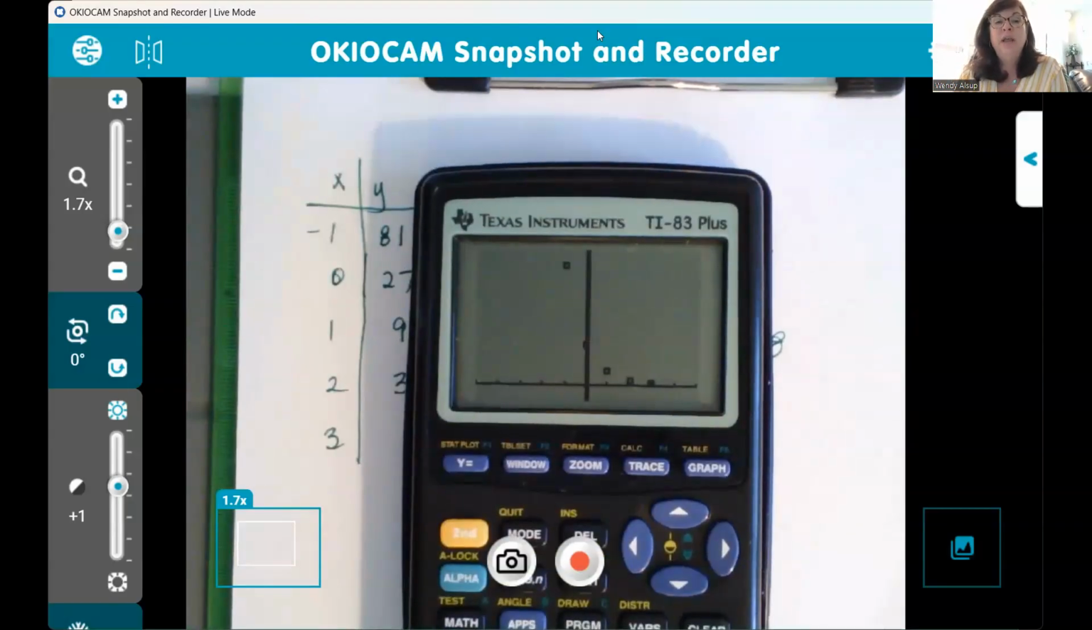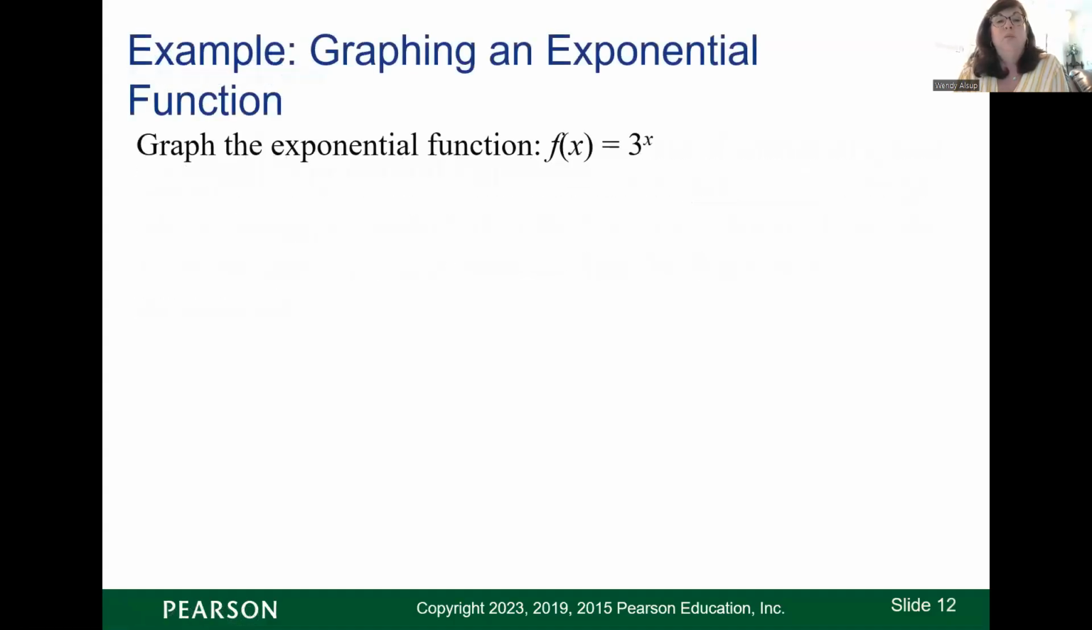So what are exponential functions then? When we graph exponential functions, they grow at what we call an exponential rate. These are things that don't grow at a steady rate. They either get higher faster, or they get lower faster.